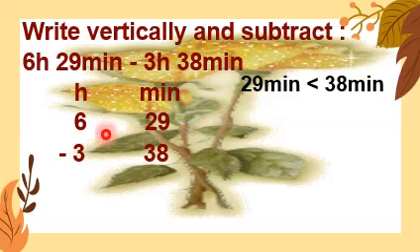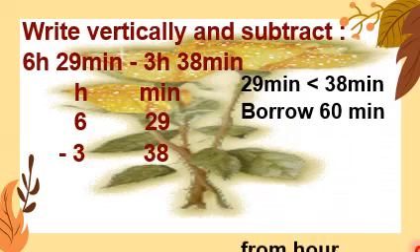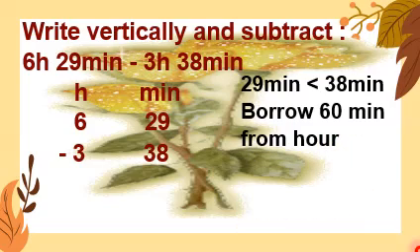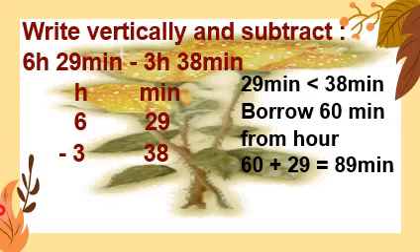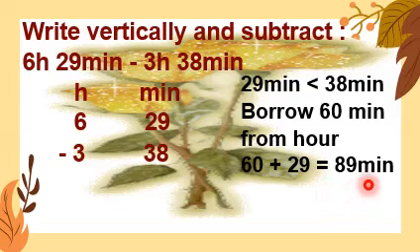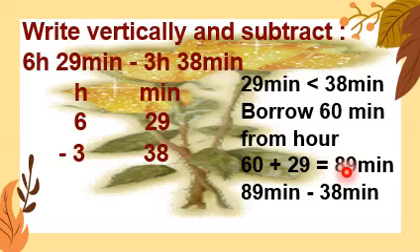Yes, we have to borrow 1 from 6. When we borrow 1 from 6, it means we borrow 1 hour, and 1 hour is equal to 60 minutes. It means we borrow 60 minutes from the hours column. 60 plus 29 is 89. Now we have to subtract 38 from 89. 89 minus 38 is equal to 51.